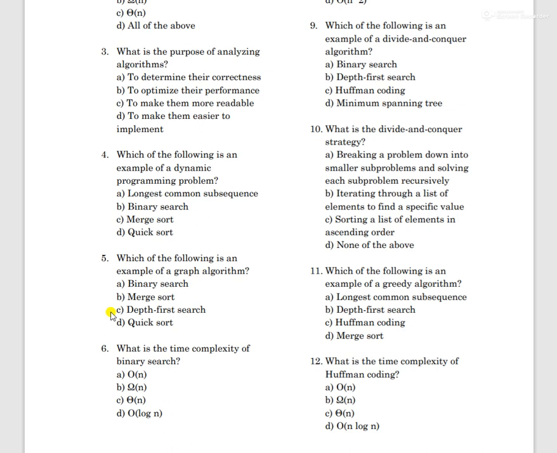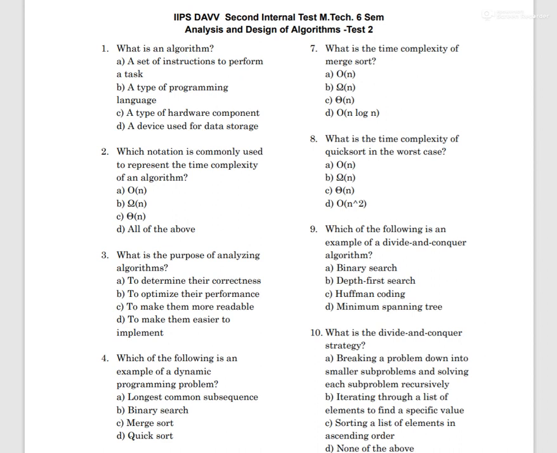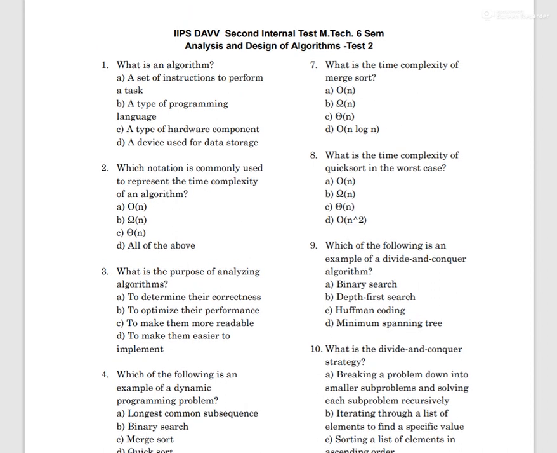So the next question is question number 6. What is the time complexity of binary search? So the correct option here can be option number D, order of log n. Order of log n can be considered as the correct time complexity measure for the binary search algorithm, in which we divide the whole problem into two parts and then search for a specific element in an array.